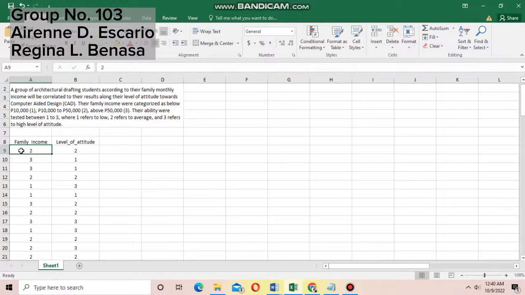Observation number 1 belongs to a family whose monthly income is between 10,000 to 50,000 pesos, and the level of his or her attitude is 2, which corresponds to average. Observation number 2 belongs to a family whose monthly income is above 50,000 pesos, and his or her level of attitude towards CAD is low, and so on.